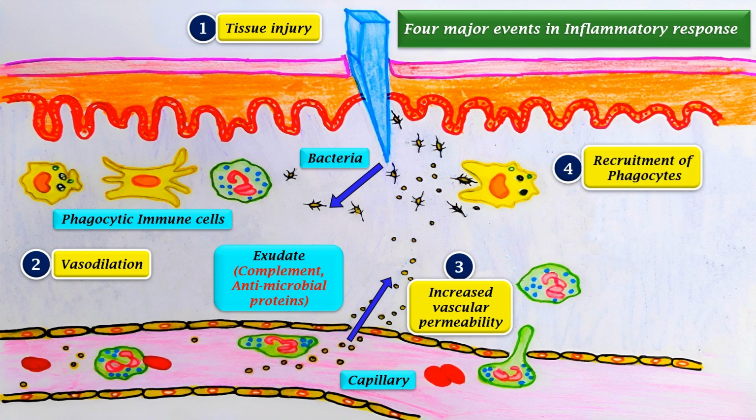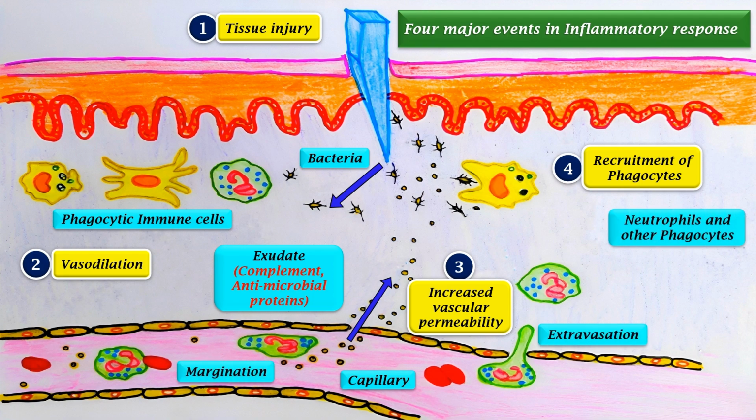The ultimate step is recruitment of phagocytes, where the neutrophils and other phagocytes from the blood are extravasated to the site of inflammation by chemotaxis. Neutrophils phagocytose the pathogens and destroy them. The 4 complex sequence of events that occur during inflammation are detailed here.